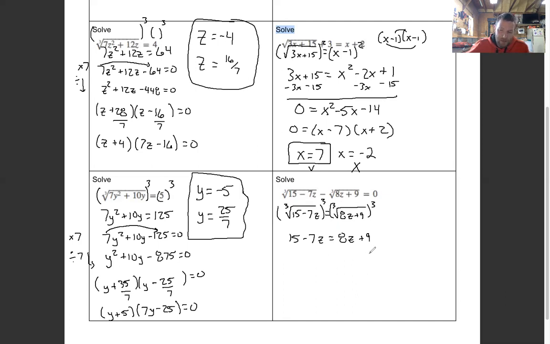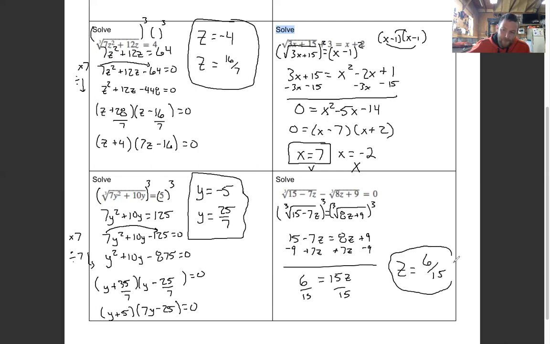This one's a little bit simpler. Move the 9 over. I'm going to subtract my 9. I'm going to add my 7z to the right side. So I'm left with 6 is equal to 15z. Divide by 15. z equals 6/15. And there you go.